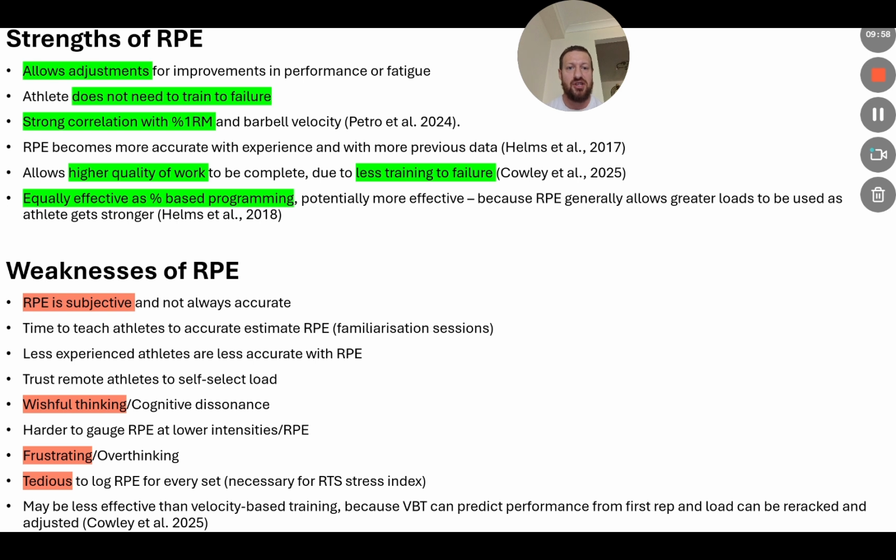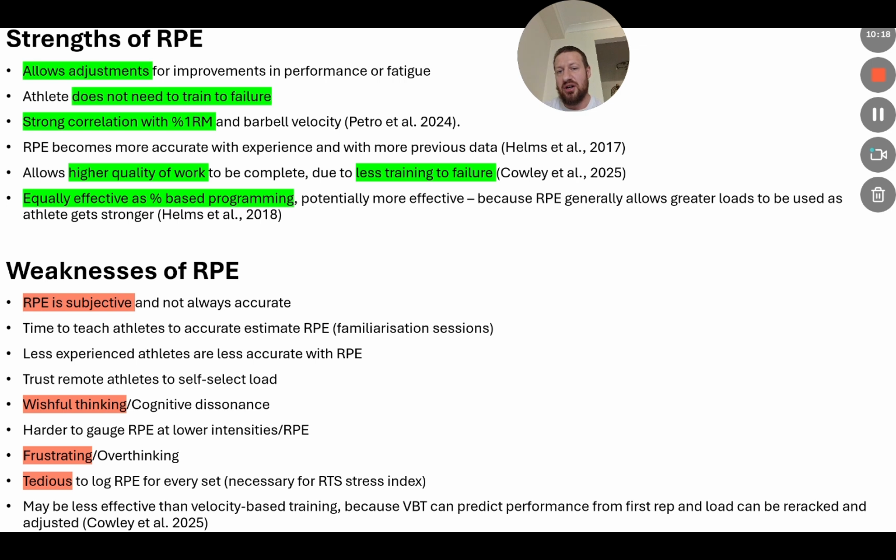Some of the advantages of RPE are that it allows adjustments for improvements in performance and fatigue, and generally this is going to lead to high quality of work due to less training to failure, and it allows the athlete to push when they feel good. There's a strong correlation with actual intensity and barbell velocity, and the evidence shows that this style of training is at least as effective, if not more so, than percentage style.